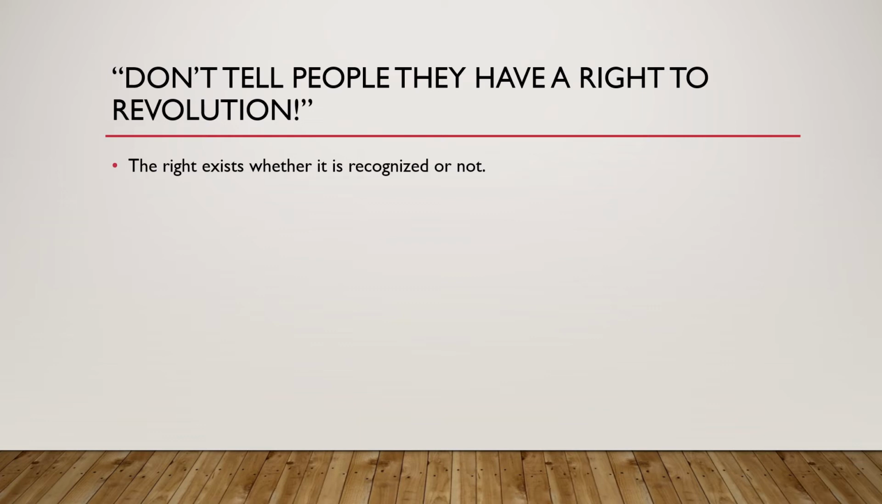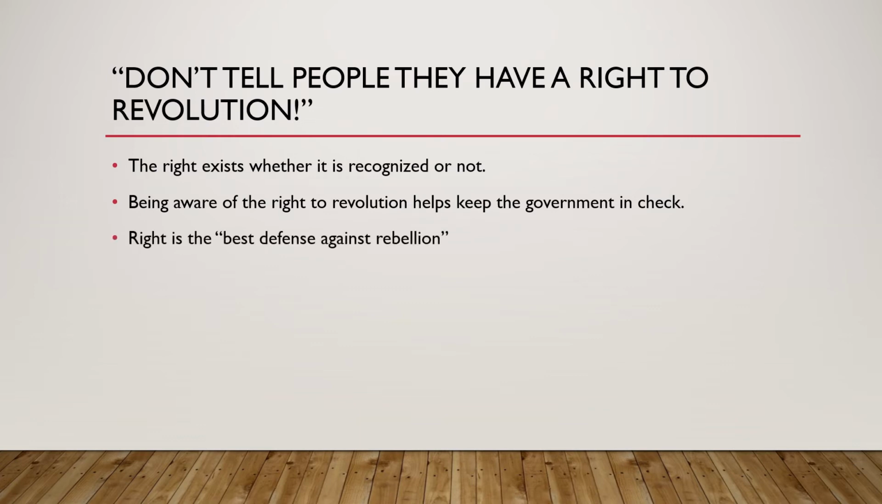Now, that's not to say that the government's not going to try to stop a revolution. The government's not just going to let people who are angry dissolve the social contract, but Locke says you can't keep the right from people by refusing to acknowledge that the right exists, because it exists whether it's recognized or not. He also says that he calls the right to revolution the best defense against rebellion.